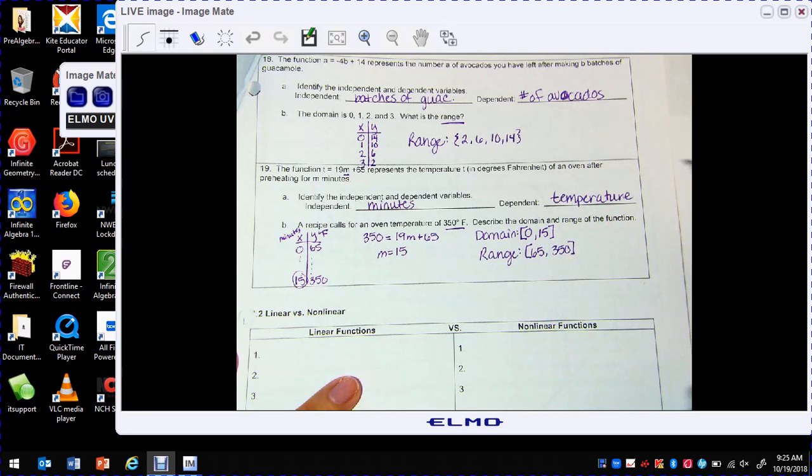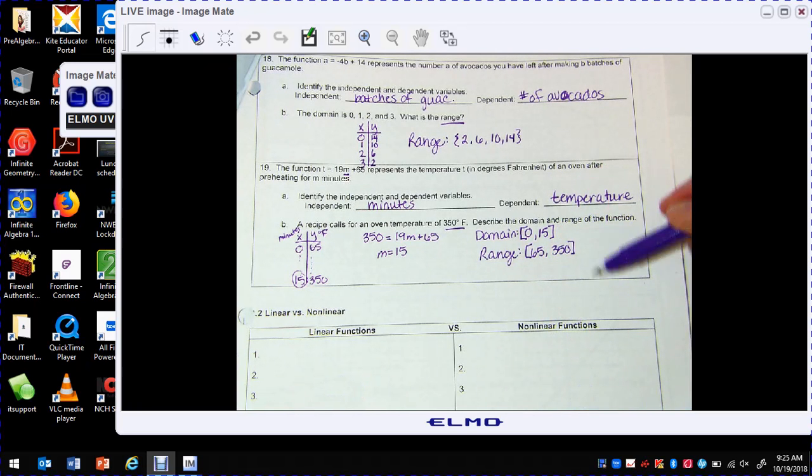So if it describes the domain and range, well, the domain, it takes 15 minutes for the oven to heat up from 65 degrees to 350 degrees. So that's all that the domain and range mean in this problem.